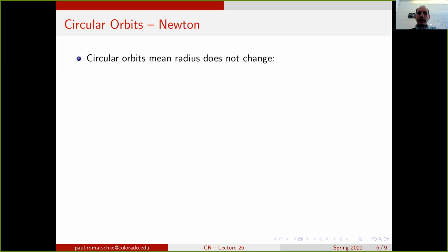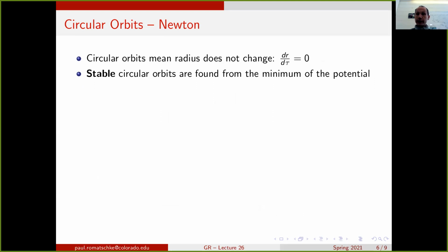Let us now investigate the possible circular orbits in Newton gravity and Einstein gravity. If we want to consider circular orbits, that means that the particle is on a circle with radius r. The radius r does not change if the orbit is an actual circle, so dr by d tau is actually 0. We want to look for stable orbits in addition to this. There could be unstable orbits, but we want to look for stable orbits that don't decay. In order to have a stable orbit, we need to find a minimum of the potential.